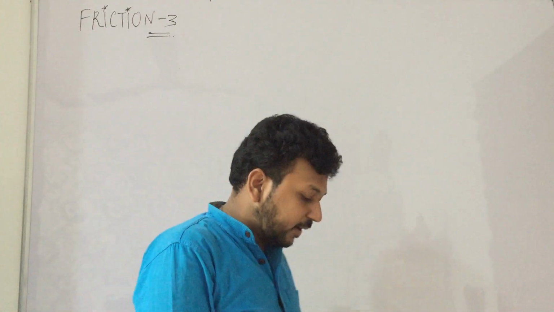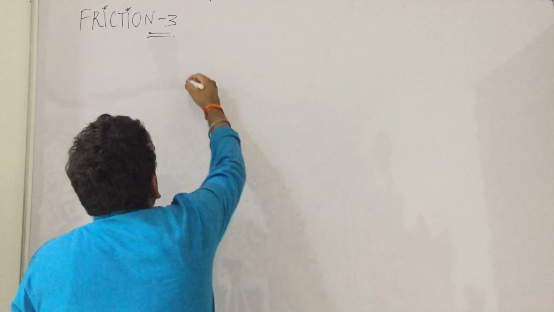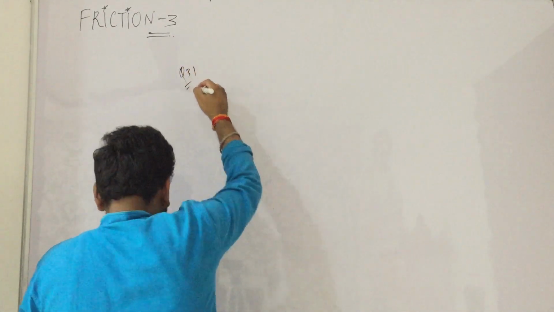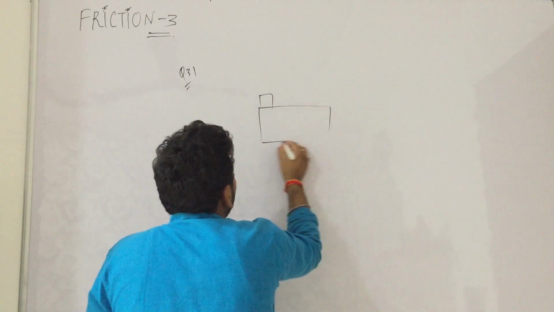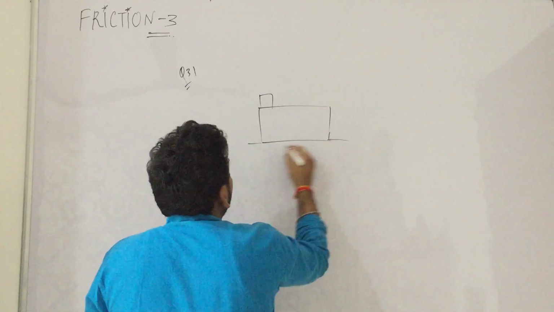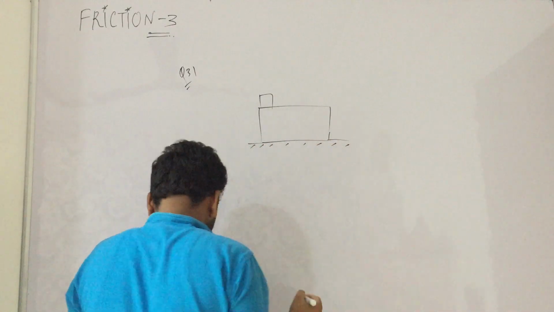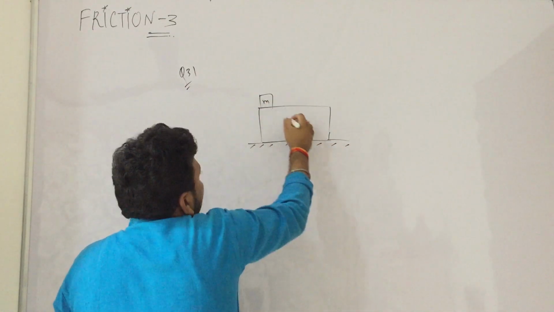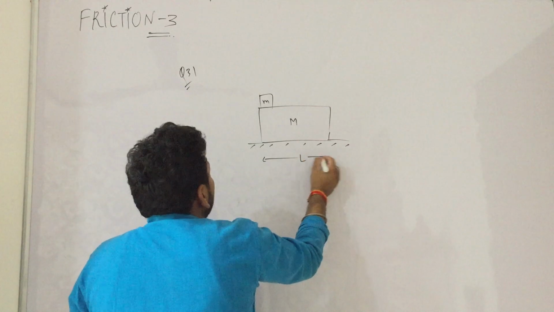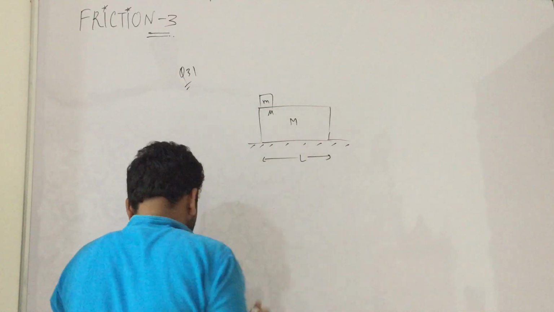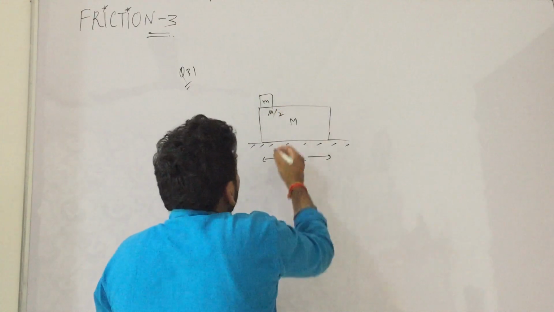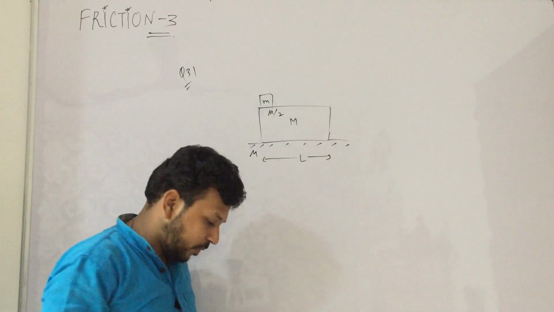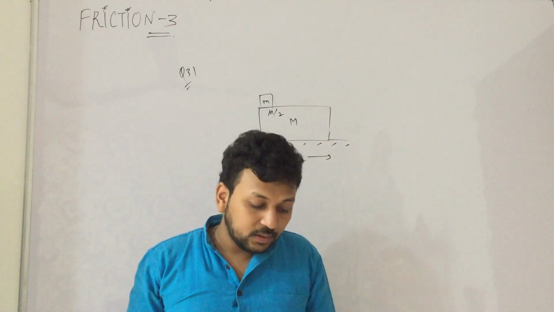Let us consider another question, question number 31. Question number 31 is also very, very good. Small m, capital M, length L, and mu by 2, and I think there it is mu. So let us study the question.